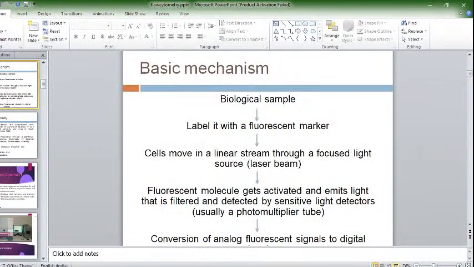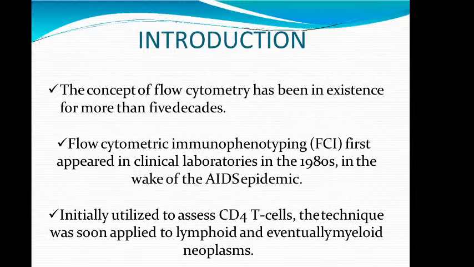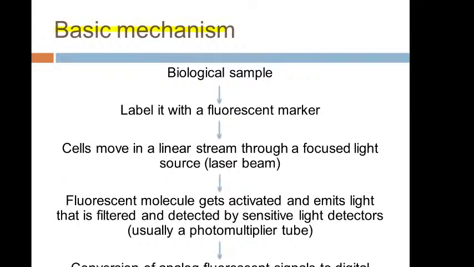So basically, in flow cytometry, our main focus is on the cells. We want to understand the cells. What is the basic mechanism? The biological sample is there. We have to label it with a fluorescent marker, tag it with a marker. After that, the cells will move in a linear stream through a focused light.